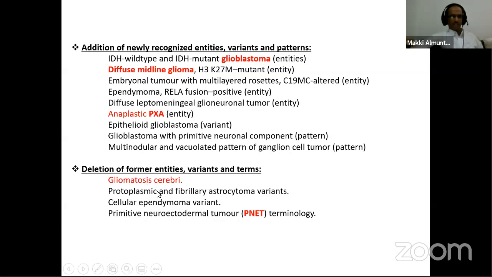And they deleted certain entities such as gliomatosis cerebri, and it was replaced by diffuse astrocytoma and classified based on its grading, as I'll show you. Also, they deleted the primitive neuroectodermal tumor terminology.